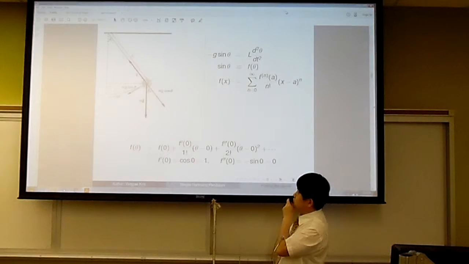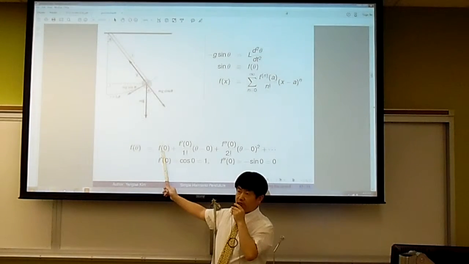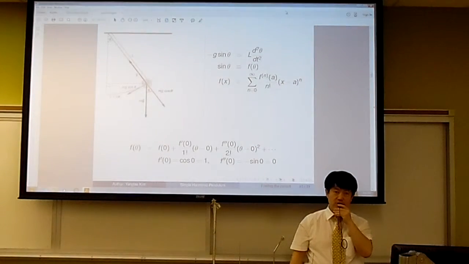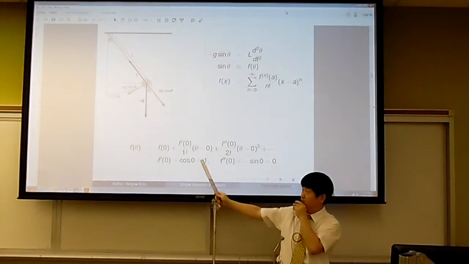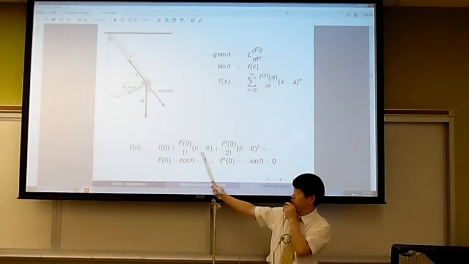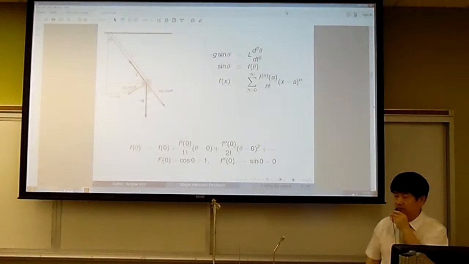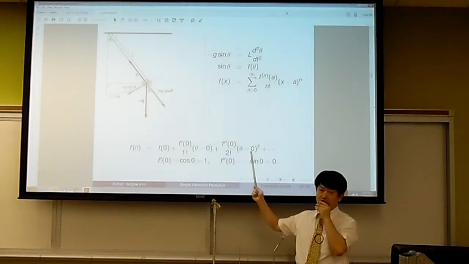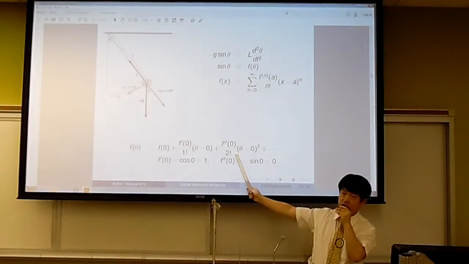So using the Taylor expansion, the first term is simply the function evaluated at 0. For the second term, we take the first derivative, evaluate at 0, divide by 1 factorial, and multiply by the variable, here theta minus 0. The third term involves the second derivative evaluated at 0, divided by 2 factorial, times theta minus 0 to the power 2. It goes on, the power increases and the denominator factorial number increases.